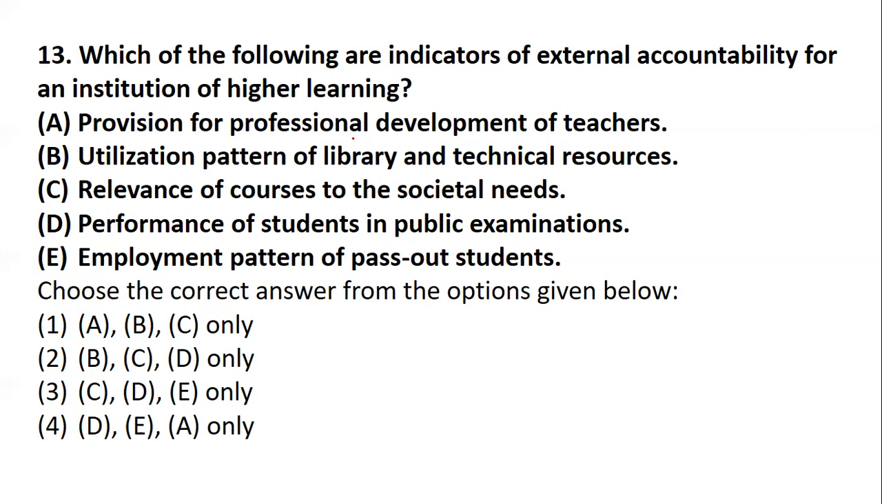So let's see what talks about the indicators of external accountability for the institutions of higher learning. The external indicators of external accountability are relevance of the course, performance of students, as well as employment pattern. So these are the options which are listed as indicators of external accountability.